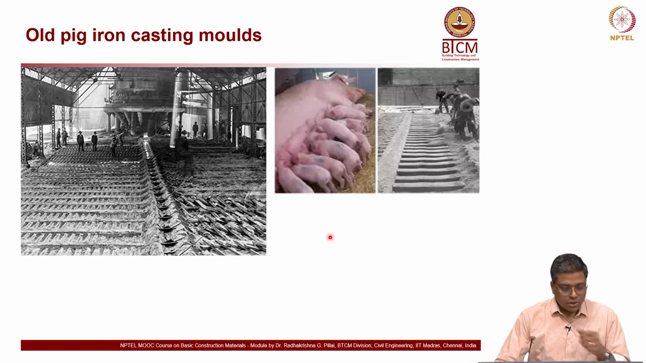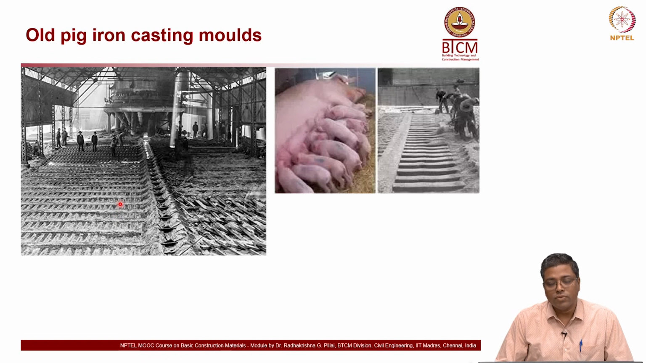Now, this is the picture of an old pig iron casting mold, which you can see on the left side. And first, let us see why it is called pig iron. It is because the shape of these pig iron pieces, or this mold area, kind of looks like baby piglets being breastfed. You can see the picture here.